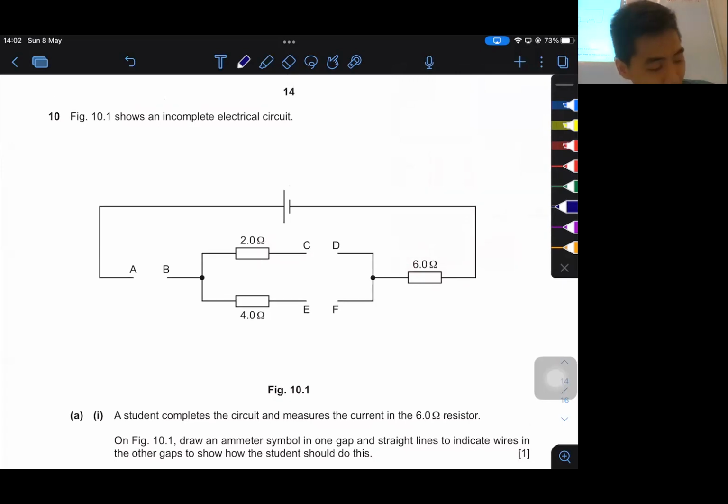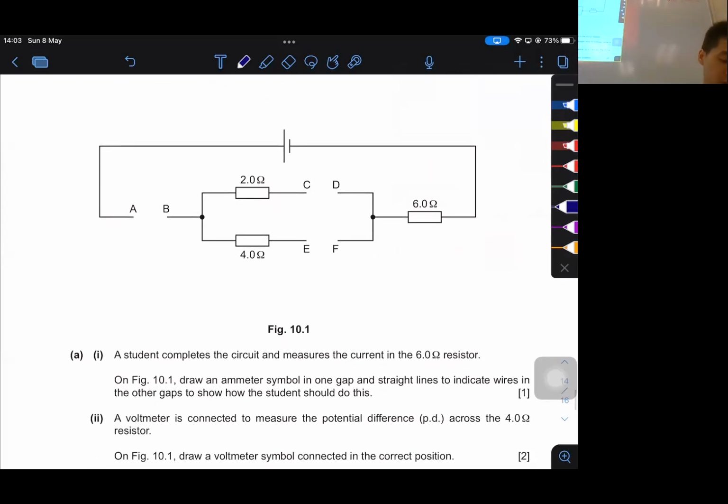First and foremost, figure 10.1 shows an incomplete electrical circuit. A student completes the circuit and measures the current in the 6 ohm resistor. On figure 10.1, draw an ammeter symbol in one of the gaps and straight lines to indicate wires in other gaps to show how the student should do this. So obviously, you want to find the current here, right?